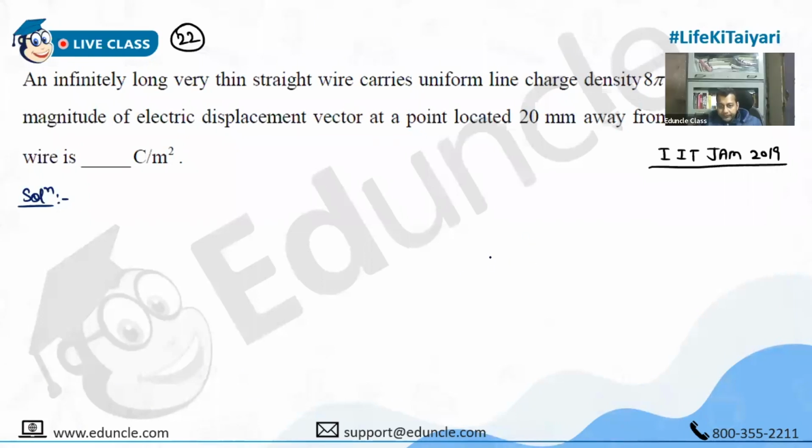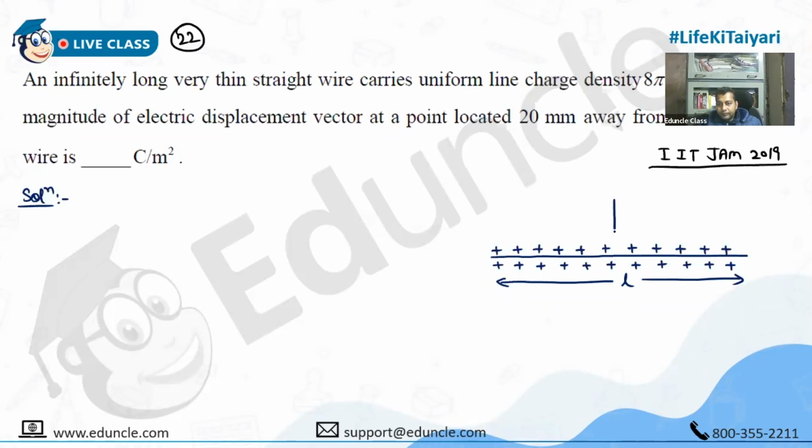Long thin wire. Here is a wire. You need to find the electric displacement vector at point P.